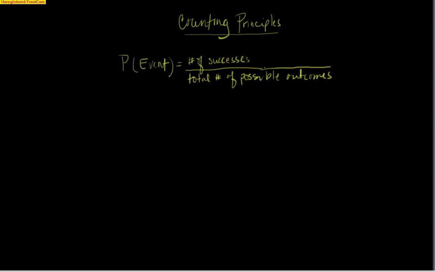let's see, I would like to just start out with a reminder that the probability of any event is equal to the total number of successes over the total possible outcomes. And what we're really going to be focusing on today is this denominator here. How do we figure out those total possible outcomes?